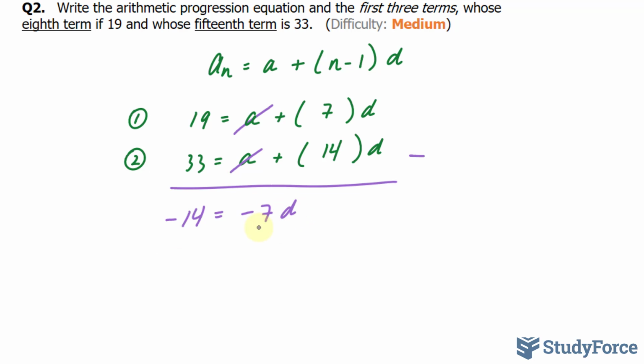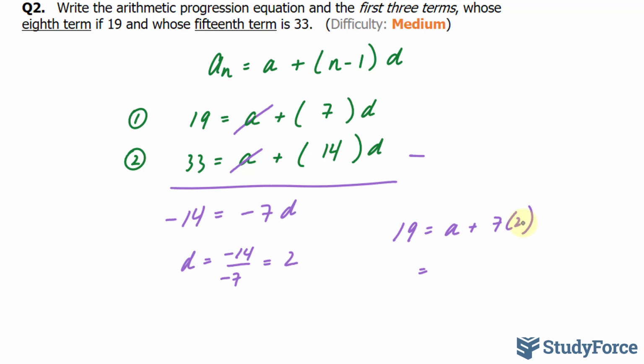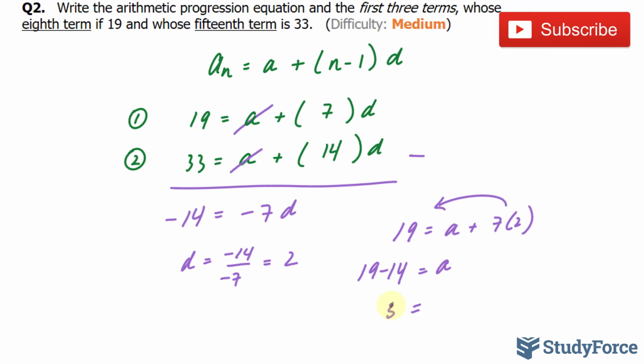If we isolate for d by dividing both sides by negative 7, we'll end up with d is equal to positive 2. So the difference for this progression is 2. We can easily find the starting value by substituting this into 1 or 2. It doesn't matter. Let's choose 1, where I have 19 is equal to a plus 7 times 2. Simplifying this part gives us 14. 19 minus 14, and of course subsequently moving it over, gives us a starting value of 5.